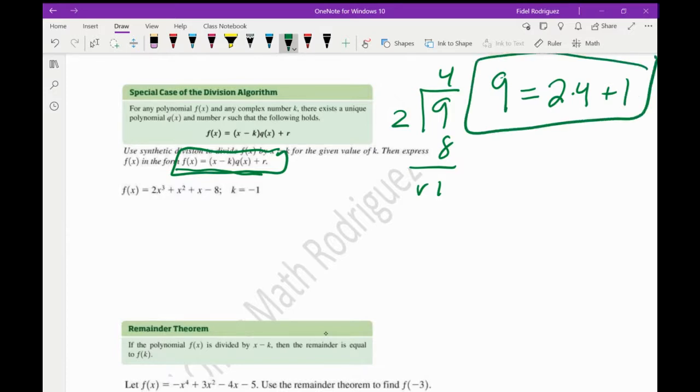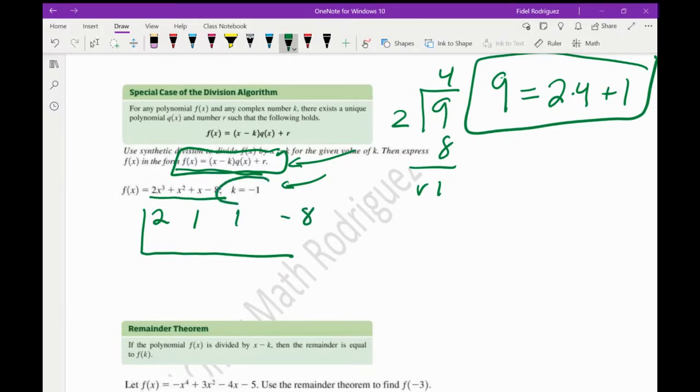This is what they're asking me to do for our particular problem here. So I'm going to use synthetic division. I'm going to do my little half box. I'm going to put 2, I'm going to put 1, 1, and negative 8.